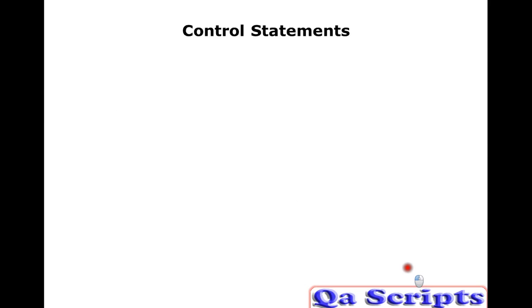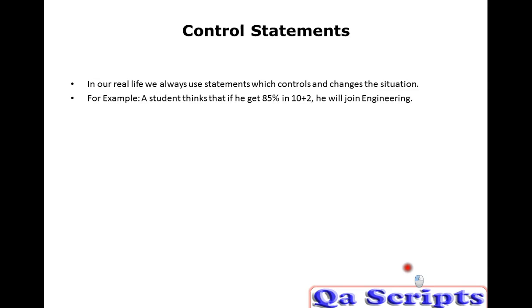What is a control statement? In our real life, we always use statements which control and change the situation. Let me take one example. A student has written an exam of 10 plus 2 and is expecting the result. Now he thinks that if he gets a result of 85%, then he will join an engineering course. If he is not getting 85%, meaning if he gets less than 85%, then he may join some other course.